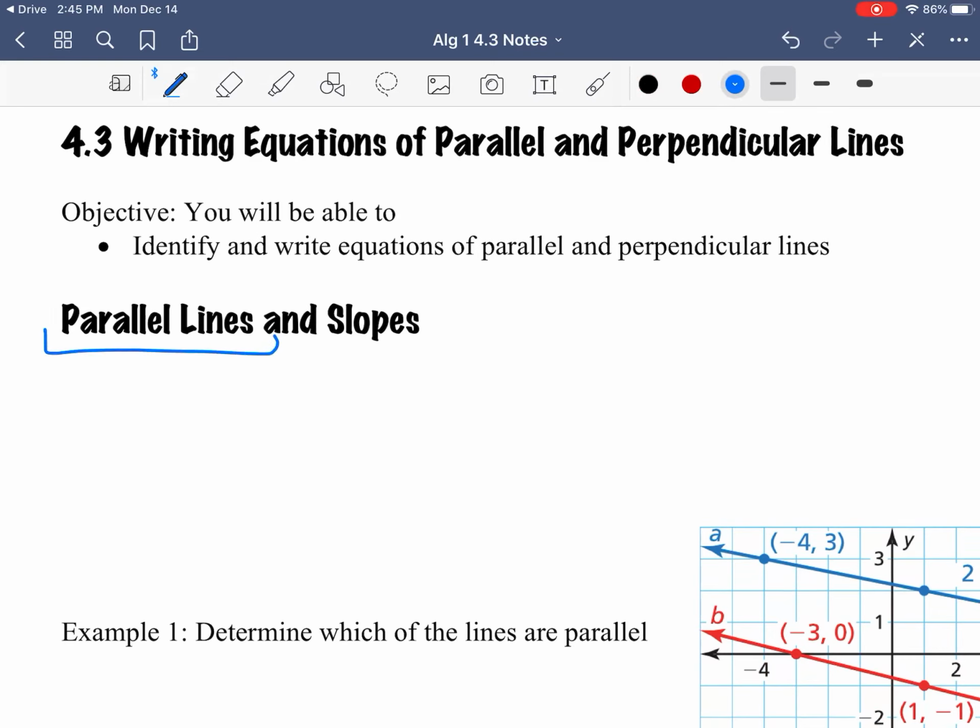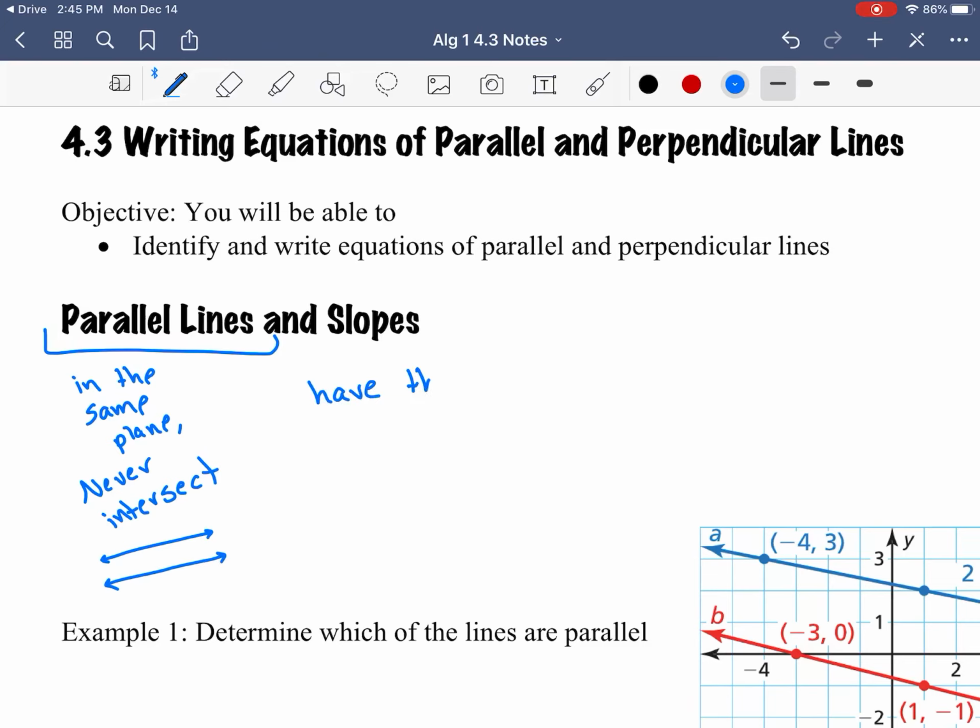Parallel lines have to be in the same plane, meaning you can draw them on the same piece of paper. In the same plane, never intersect. Okay, so they're in the same plane and they never intersect. Then they would be parallel lines. Railroad tracks are considered parallel lines. One thing interesting about parallel lines is they have the same steepness.